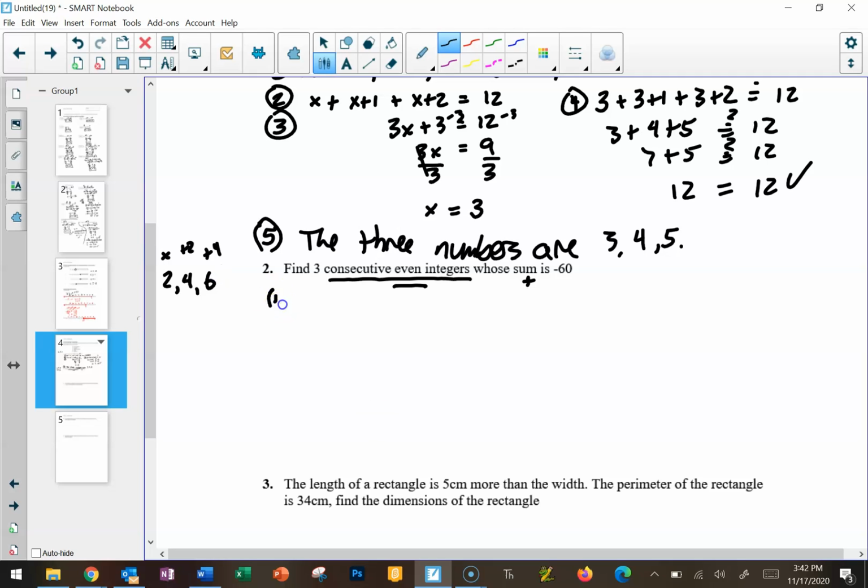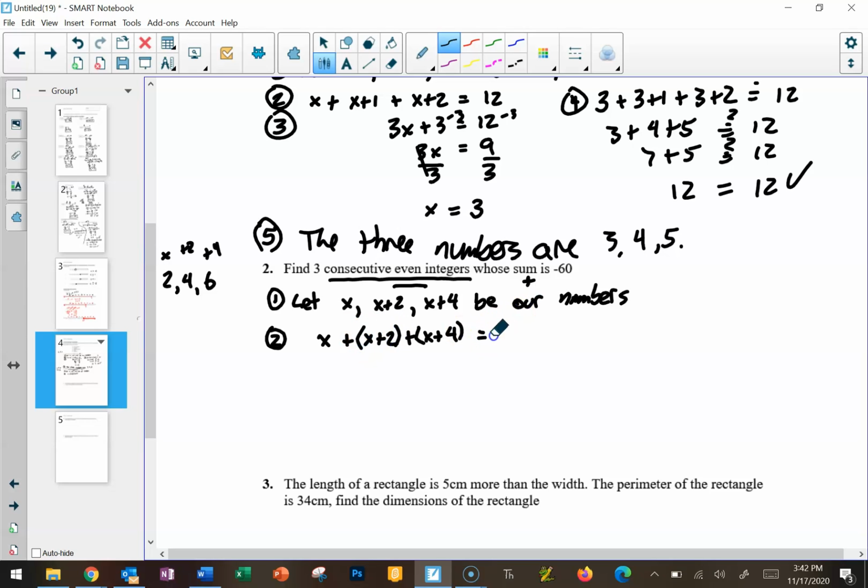So it's very similar to the first question, just instead of being consecutive integers, it's consecutive even integers. And this works for odd integers as well. So you don't need to change a thing for odd integers. So let's let x, then x plus 2, and x plus 4 be our numbers. Set our equation. The equation is pretty simple, right? They sum to negative 60. So that means x plus 2 plus x plus 4. You can put these in brackets if it makes it easier for you, that's fine. We know that that equals negative 60.